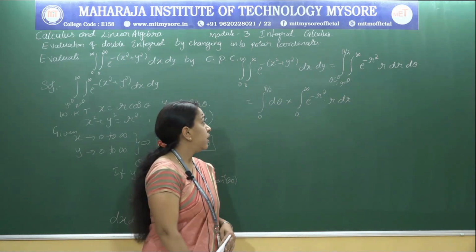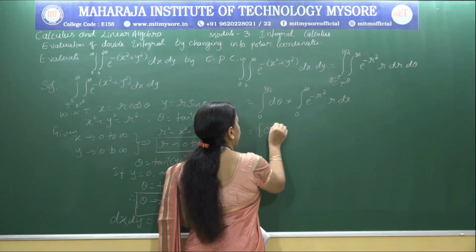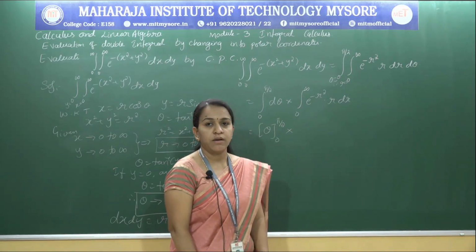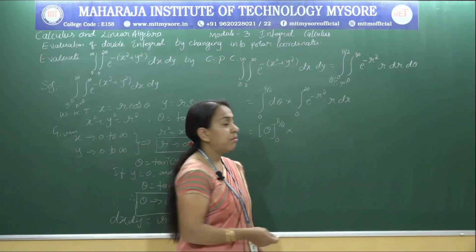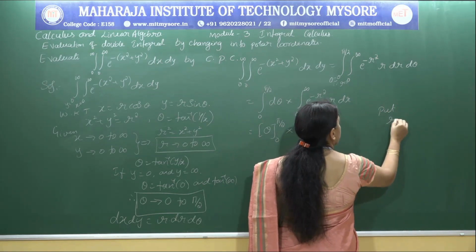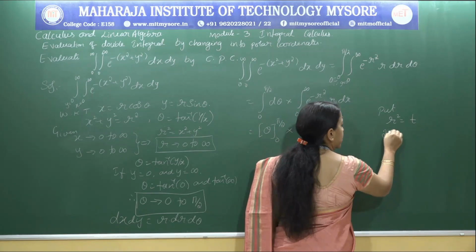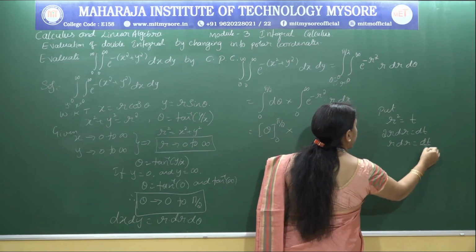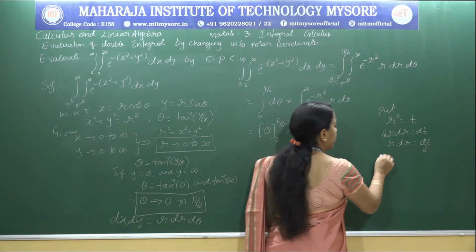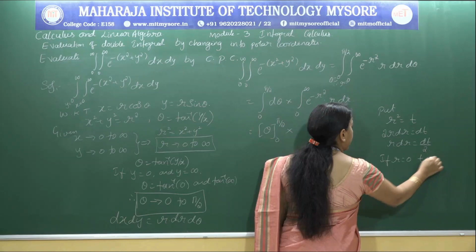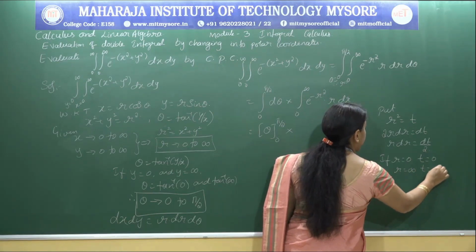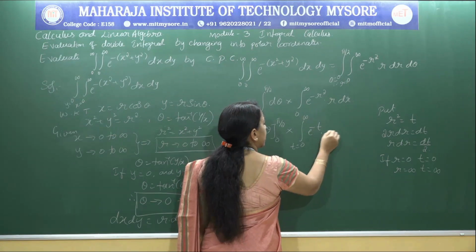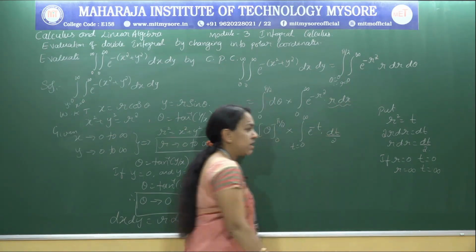So the first one, that is the integral of d theta, will be theta between the limits 0 to pi by 2. But the second one I can't integrate directly, because in the power place we have r square. So we should replace that r square by some other variable, that is, substitute r square equal to t, so that the derivative is 2r dr equal to dt, or I can replace r dr by dt by 2. And also we have to change the limit. If r is 0, t is also 0. If r is infinity, t is infinity. So I can replace this by t varying from 0 to infinity e power minus t into dt by 2. So r dr can be replaced by dt by 2.